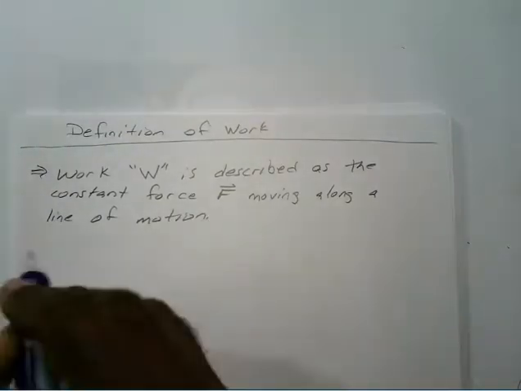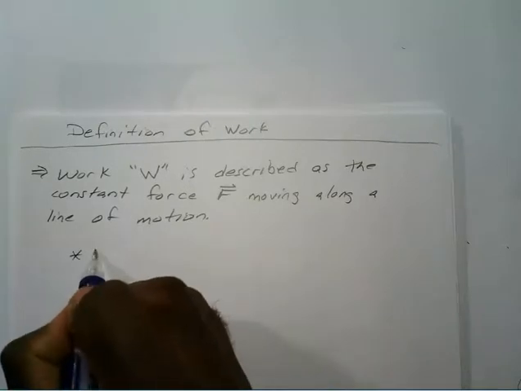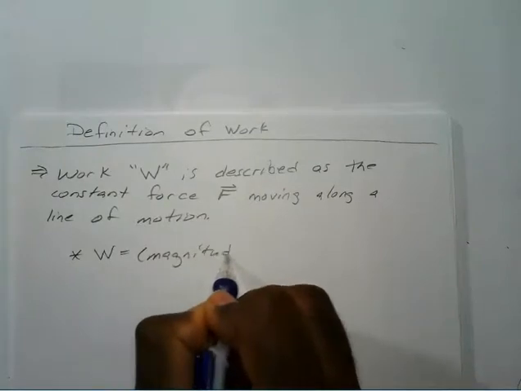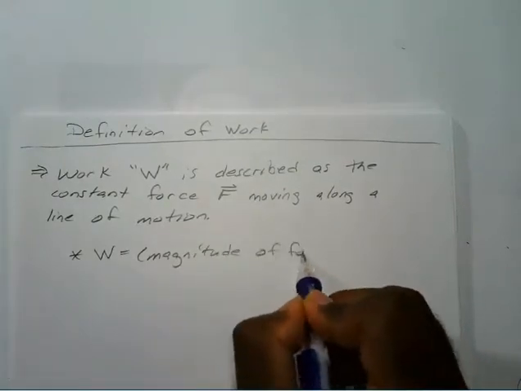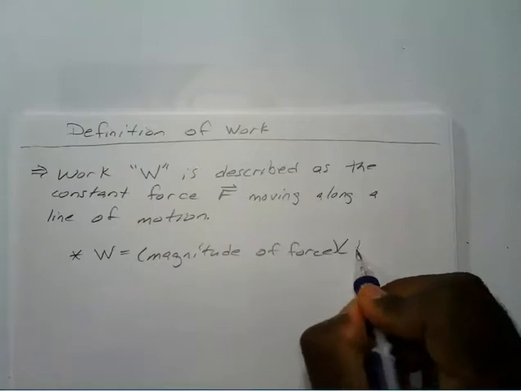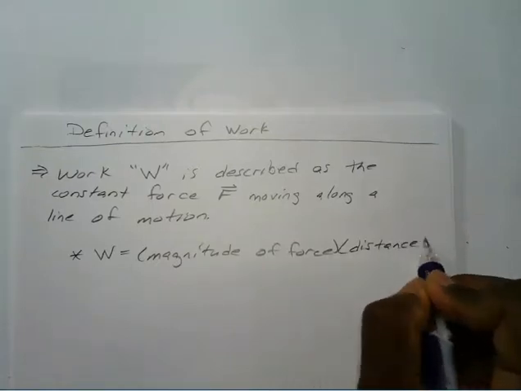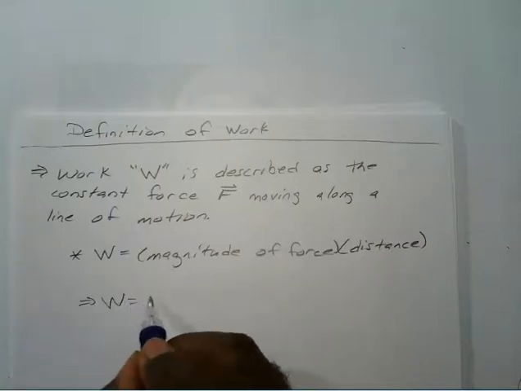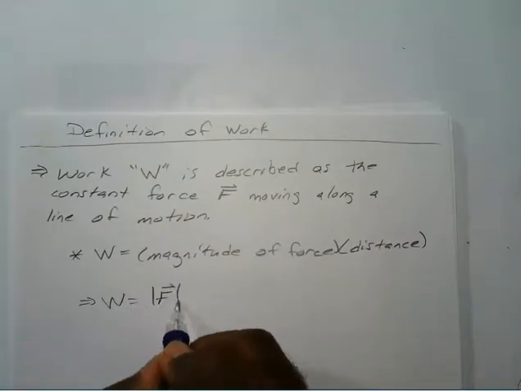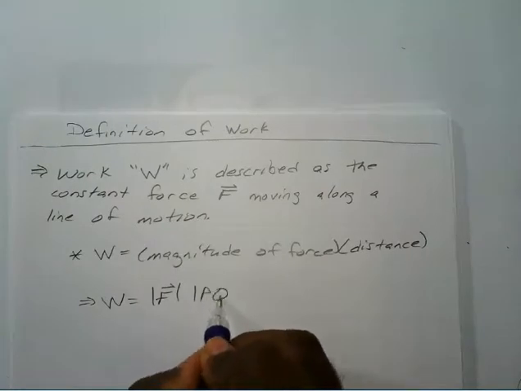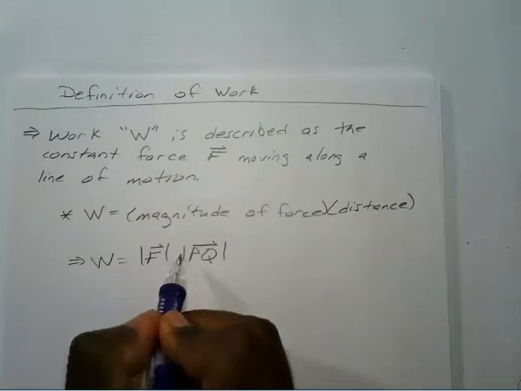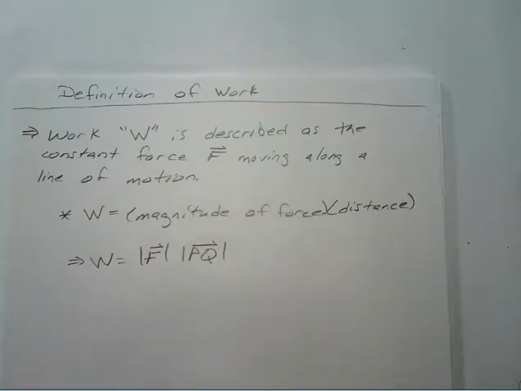Okay, so if we put that into a definition, work would equal the magnitude of force times distance. Or work is equal to the magnitude of force times distance from, let's say, some point P to point Q. Again, we don't use the dot there for multiplication because we have a dot product, so we just have those next to each other as multiplication.